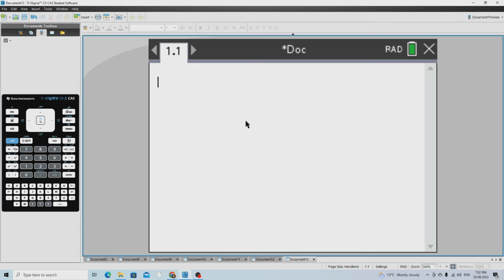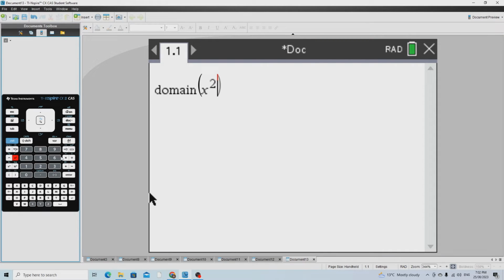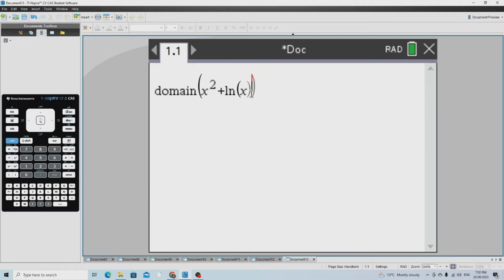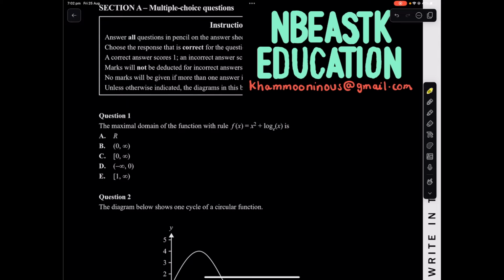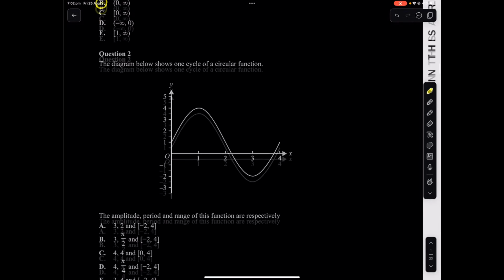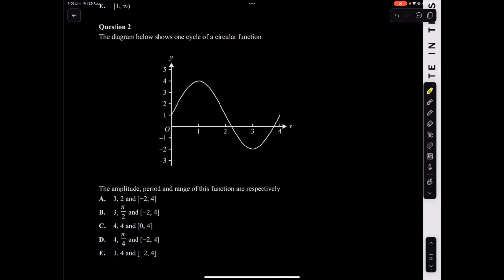Okay, so go on your CAS and just write domain of x squared plus ln of x, comma x. That gives you from 0 to infinity. So that will be B as your answer. Next question. The diagram below shows one cycle of a circular function.